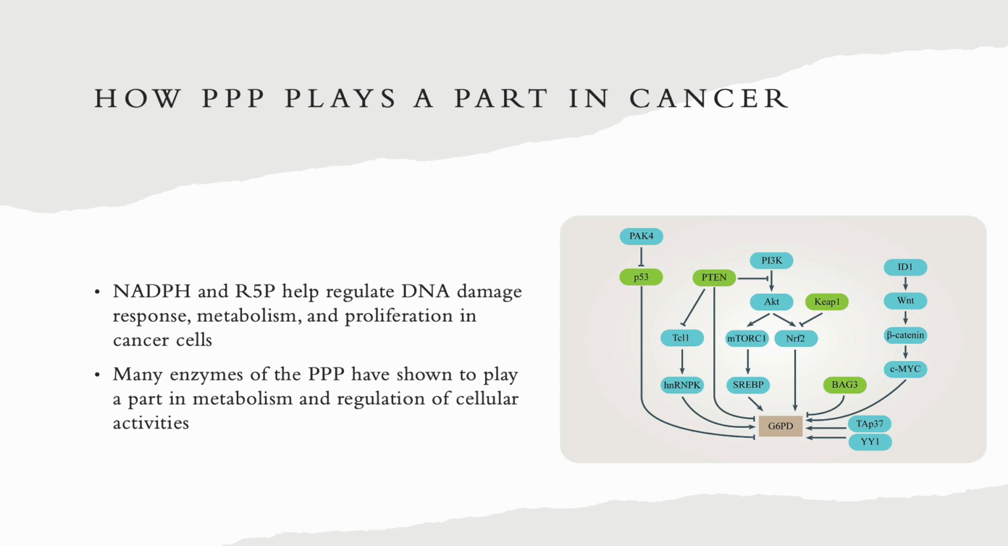So NADPH and R5P help regulate DNA damage response, metabolism, and proliferation in cancer cells. Many enzymes of the PPP have been shown to play a part in metabolism and regulation of cellular activities. And this little diagram was also in the paper, and it is showing the regulation of G6PD in cancers. As you can see, there are several different signaling pathways that contribute to this.